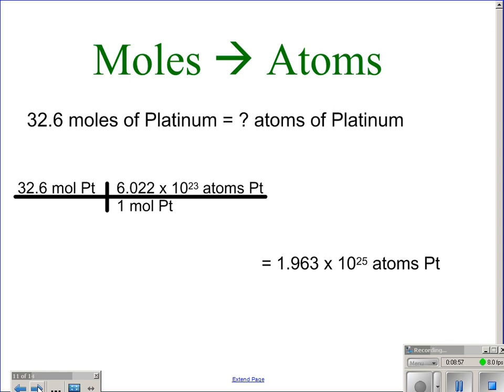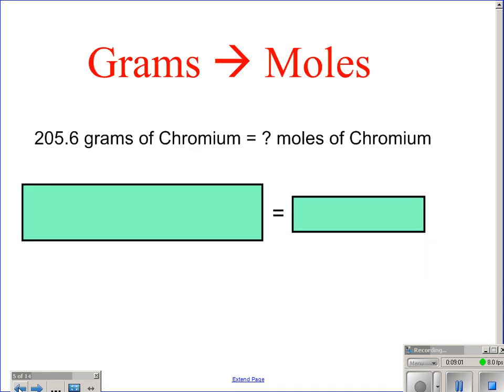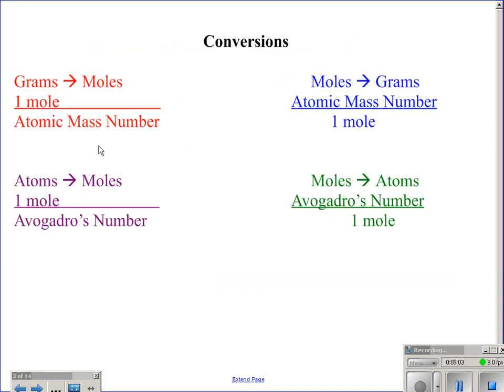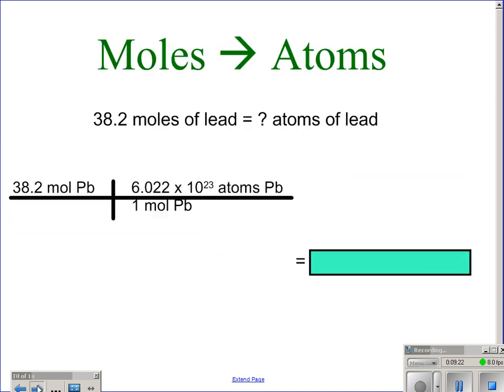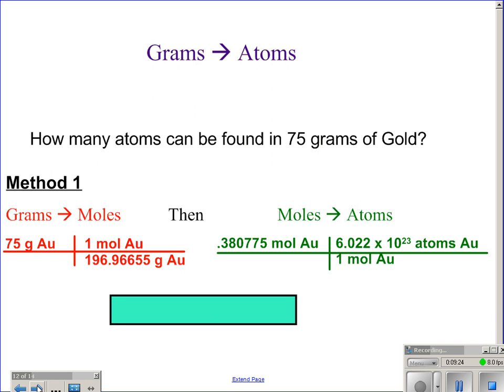Okay, now we've covered all 4 types that we had earlier. There we are. But one last thing you may run into is you may be asked to convert from grams to atoms. And we don't have a conversion for that. Or you could be asked to convert from atoms to grams. And there are 2 ways to accomplish this. So let's take a look at that.